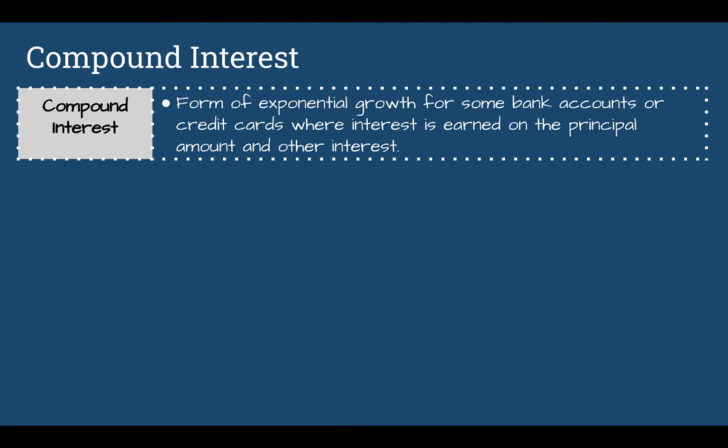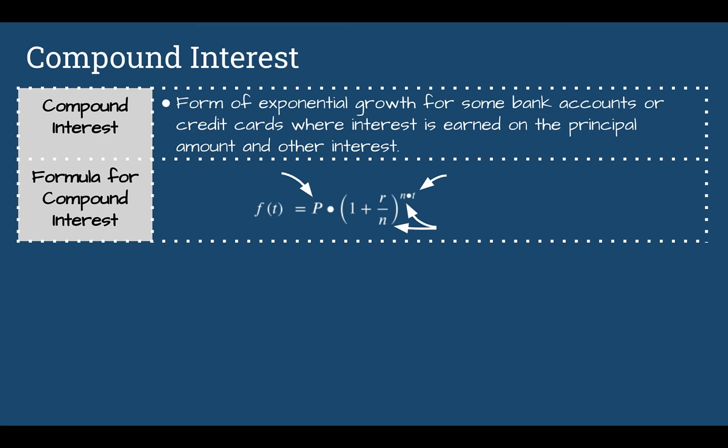Compound interest is a special form of exponential growth, mainly dealing with bank accounts and credit cards, where interest is earned on the principal, or the original amount, and interest that's already accumulated. Just like exponential growth and decay, compound interest has a specific formula. It's very similar to our exponential growth formula with a few slight differences.